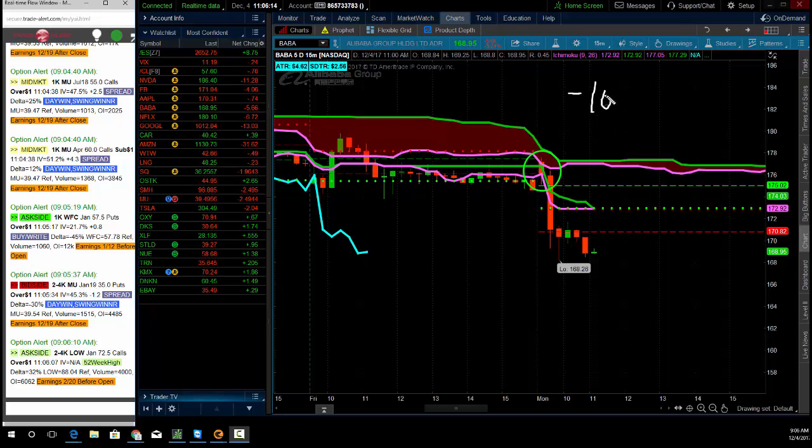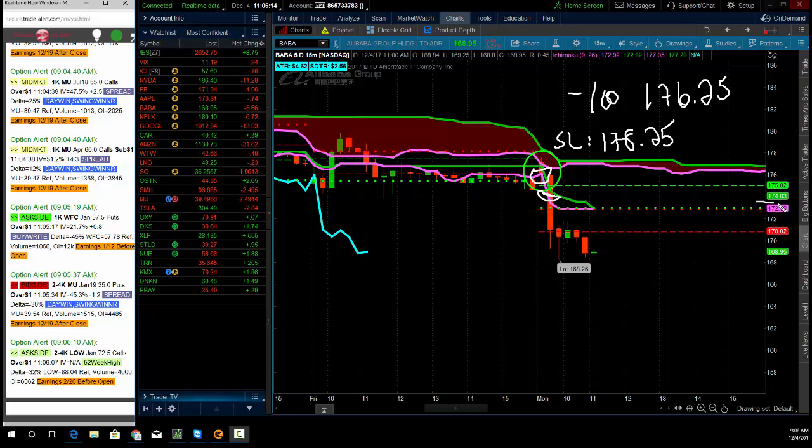So I shorted 100 shares of BABA, and I'll show you guys my fill at 176.25, okay, right there. So that was my short. My stop loss was $2 higher, 178.25, and my profit target was 174.25, so right there. And I took it really quickly.